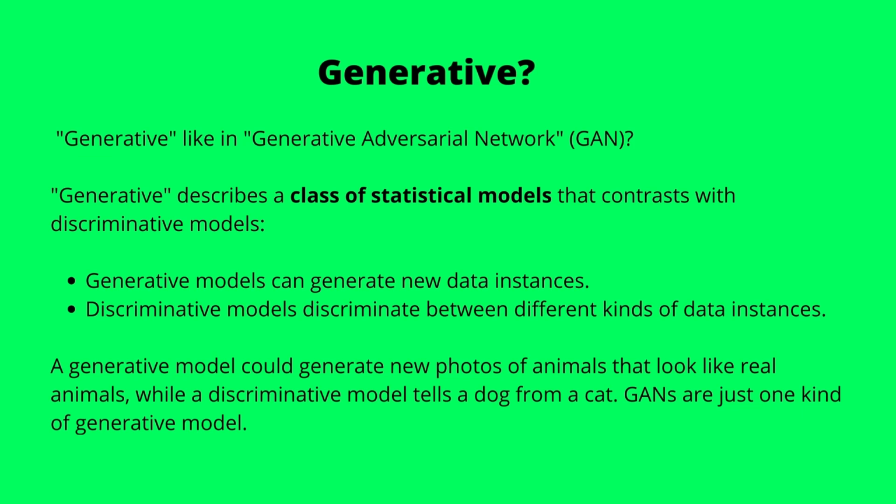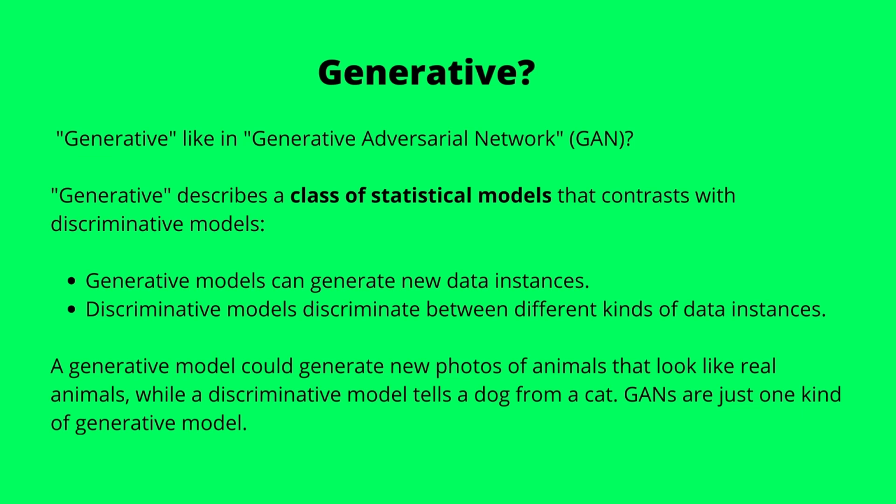Generative models can generate new data instances. This is what happens if you have these text-to-image AI tools. They create new data instances. They create pictures you haven't seen of the data points. On the other hand, discriminative models just have one function. They discriminate between different kinds of data instances. So, what does it mean?